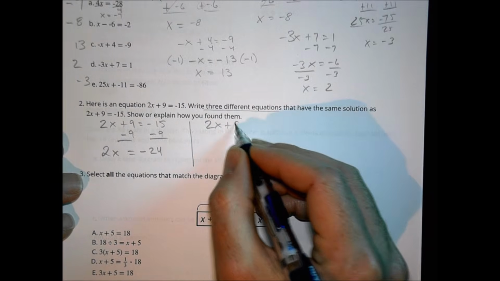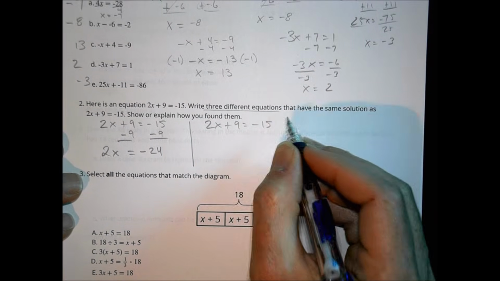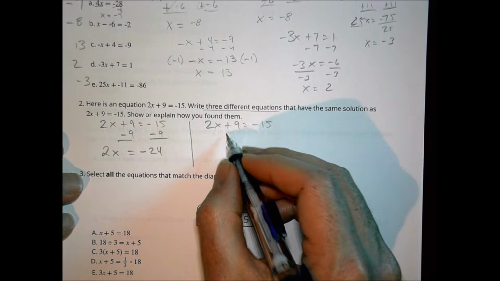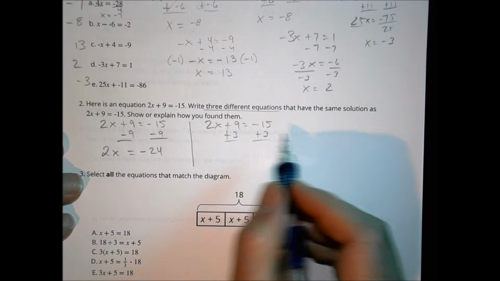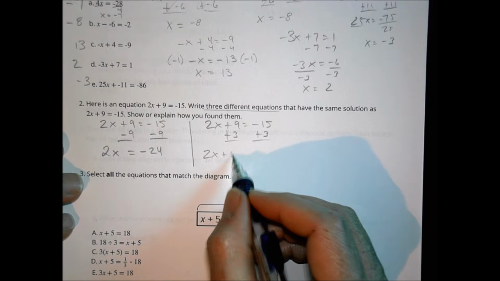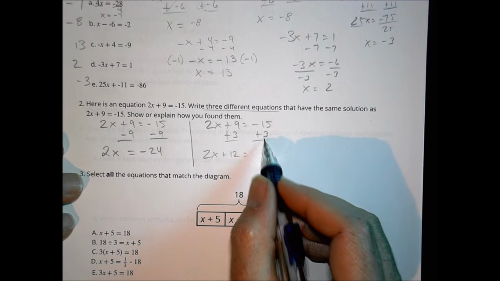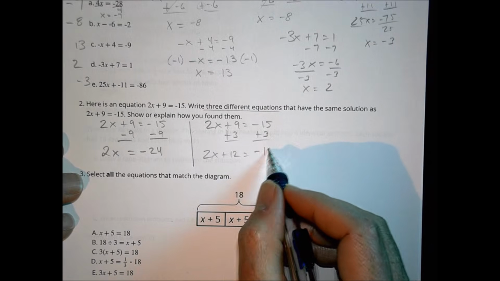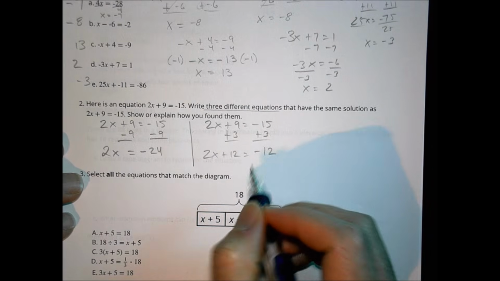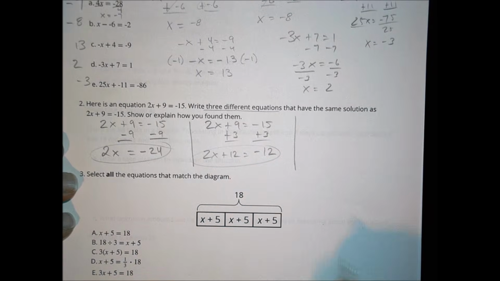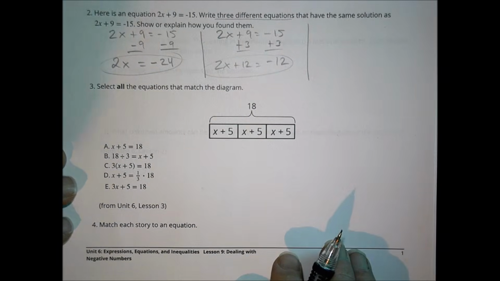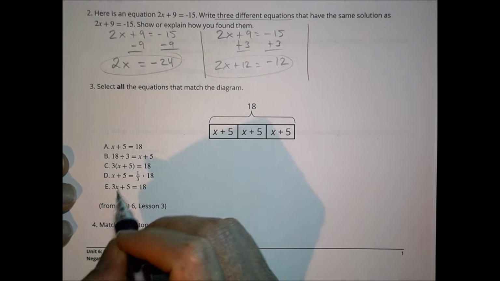2x plus 9 equals negative 15. What else could I do? I can add 3 to both sides. Does that do anything? Nope. I get 2x plus 12 equals negative 15 plus 3, which is negative 12. Is there anything wrong with that? Nope. It's another equation. So there's 1, there's 2, and I'll let you make up one more. It's up to you. Okay, number 3, a little tape diagram, selecting all the equations that match that diagram.